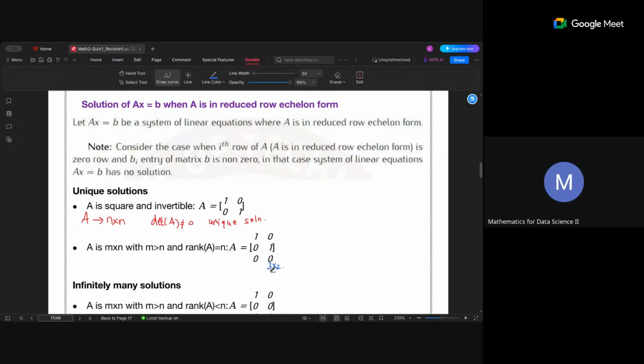So what is the obvious relation between m and n you see here? m is greater than n. And what is the rank of A here? Rank 2, right? So here rank is 2. Now how many solutions will this system have?